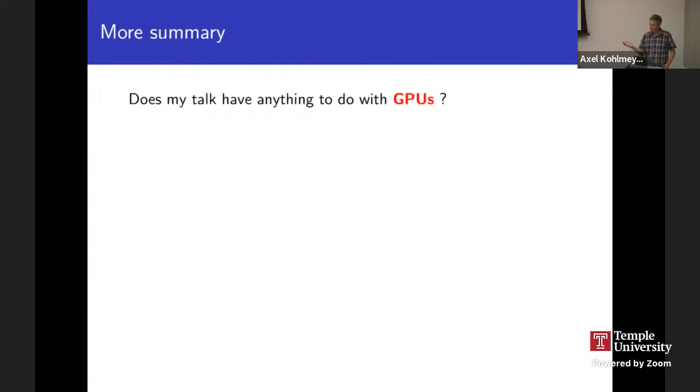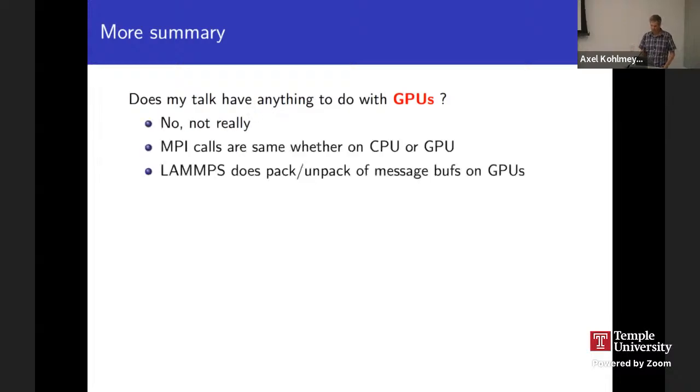So here's a question. Does my talk have anything to do with GPUs? I think the answer is no, not really. That was Stan's talk yesterday. I talked all about MPI calls, and those are the same whether those MPI calls are working on CPU memory or GPU memory, as Stan talked about. You can make the same MPI calls just using pointers into GPU memory.